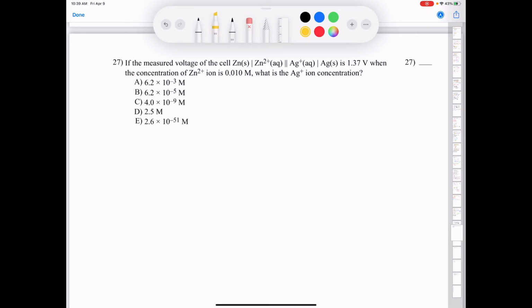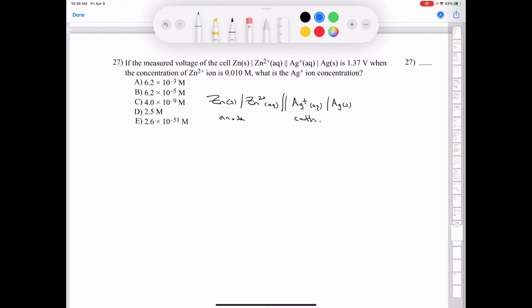Well, we've got our galvanic cell, which is zinc in the solid phase. Then we have zinc 2+ ions in the aqueous phase, separated by a salt bridge. We've got silver ions in the aqueous phase that get reduced to silver solid. This is our anode over here. Anode is where oxidation occurs. This is our cathode, where reduction occurs.